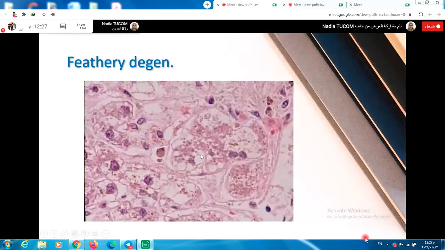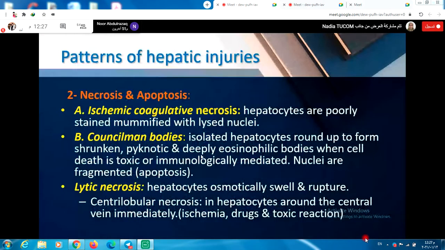Feathery degeneration, accumulation of biliary material within swollen hepatocytes. Necrosis and apoptosis, another pattern or special type. Ischemic coagulative necrosis as a type of coagulative necrosis, seen with lysis of the nucleus and dense cytoplasm.